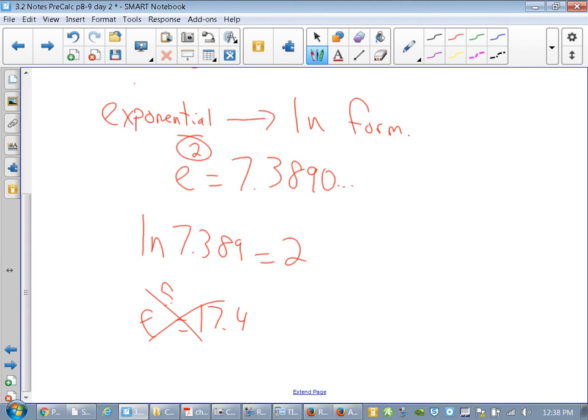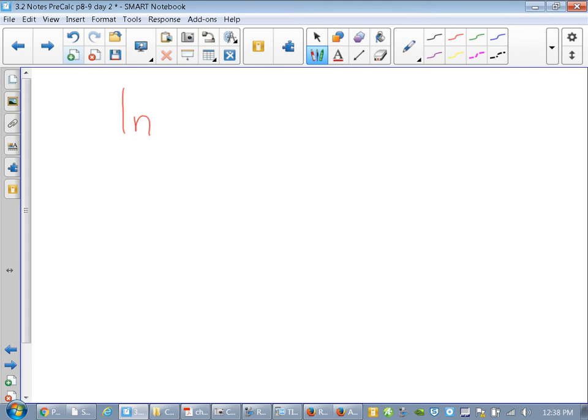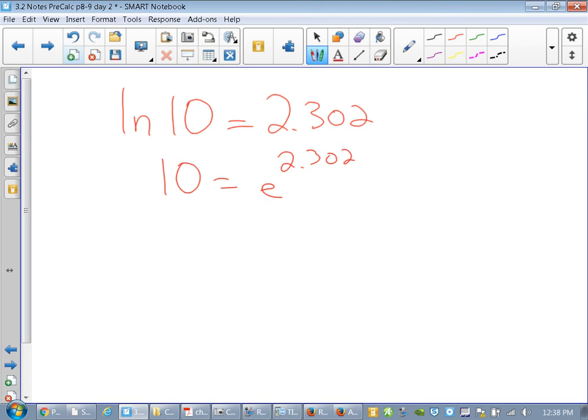Do you have the natural log of 10 equals, what do they have? 2.302. And I want to write that in terms of E. Well, that just means that 10 equals E to the 2.302. Yeah, exactly. That's it. You just switch it.